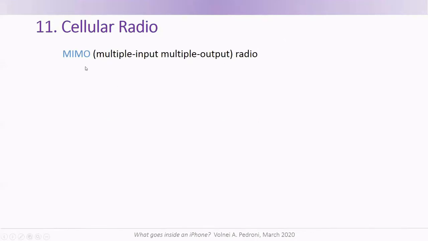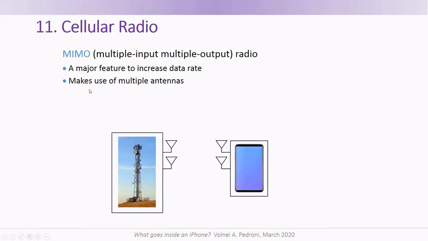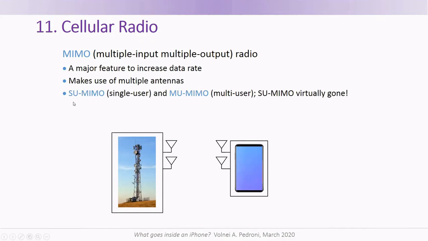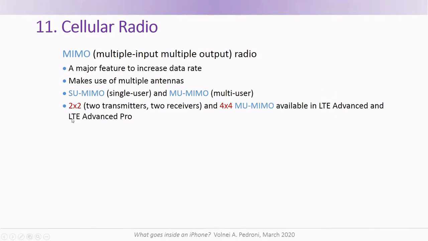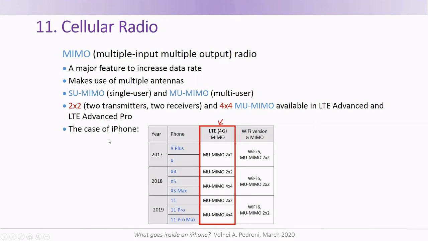The next topic in the cellular radio is MIMO, multiple input, multiple output radio. It's a major feature to increase data rate, and makes use of multiple antennas as illustrated here. There are two types, single user and multi-user, though single user is virtually gone. The most common implementations are 2x2, meaning 2 transmitters and 2 receivers, and 4x4, both available in LTE Advanced and LTE Advanced Pro.